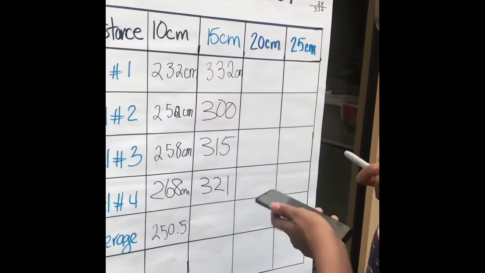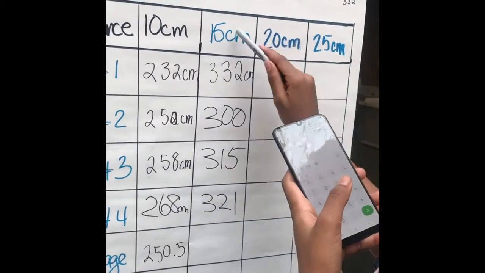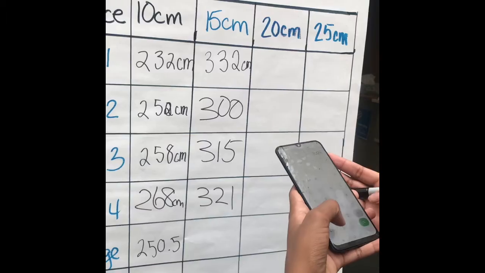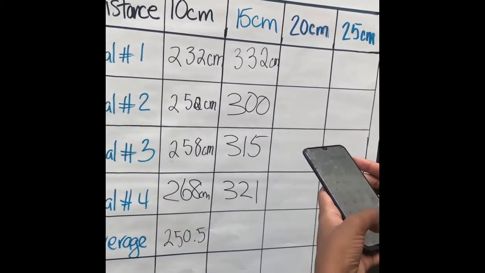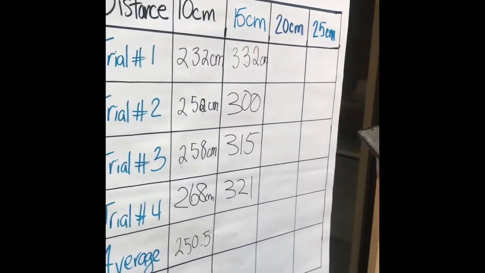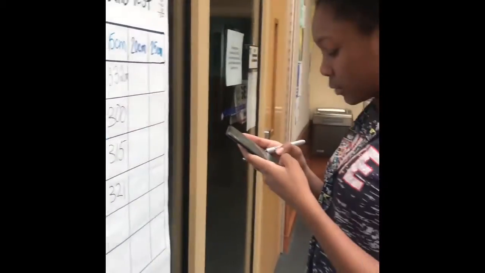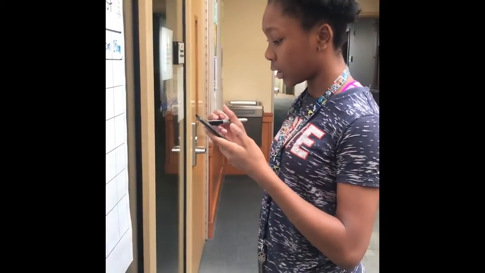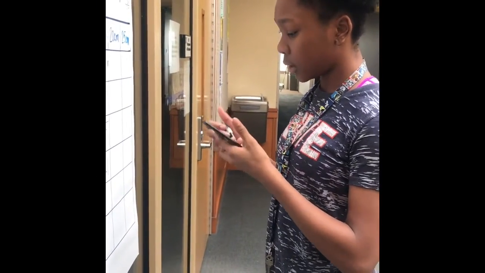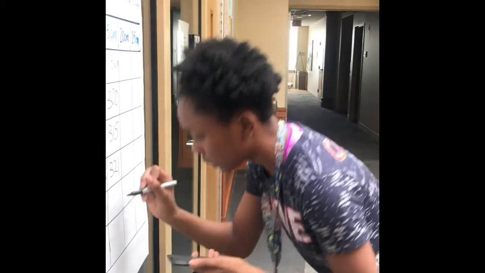Now I'm going to do that for distance 15 centimeters. 332 plus 300 plus 315 plus 321 equals 1,268, divided by 4 gets you 317.